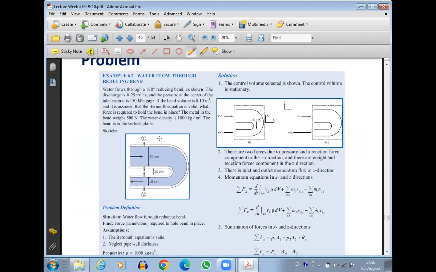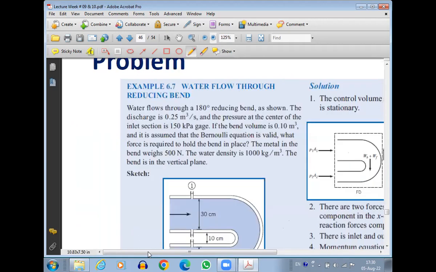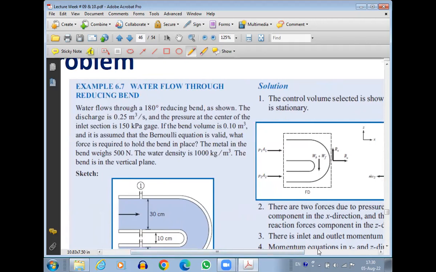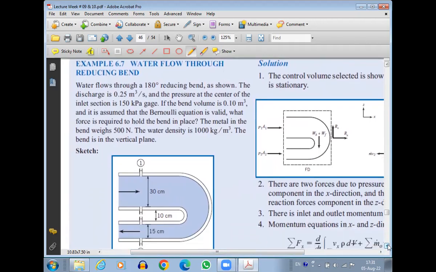Okay, so let's discuss this problem. It's again a similar problem, but this time I'm going to go a little bit faster because it's the same solution procedure. Water flows through a 180-degree reducing bend. So this is a 180-degree bend. You can see here the flow was coming like this and then moving like this. It is a reducing bend. The diameter at the inlet is 30 centimeter. The diameter at the exit is 15 centimeter. The discharge is 0.25 meter cube per second.